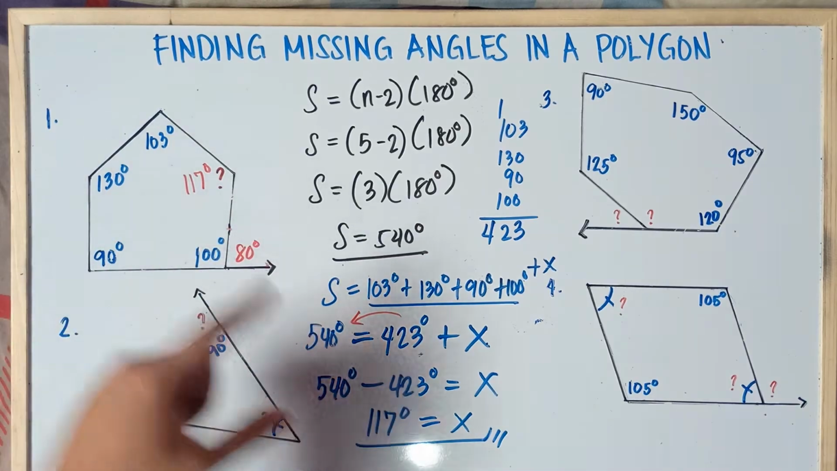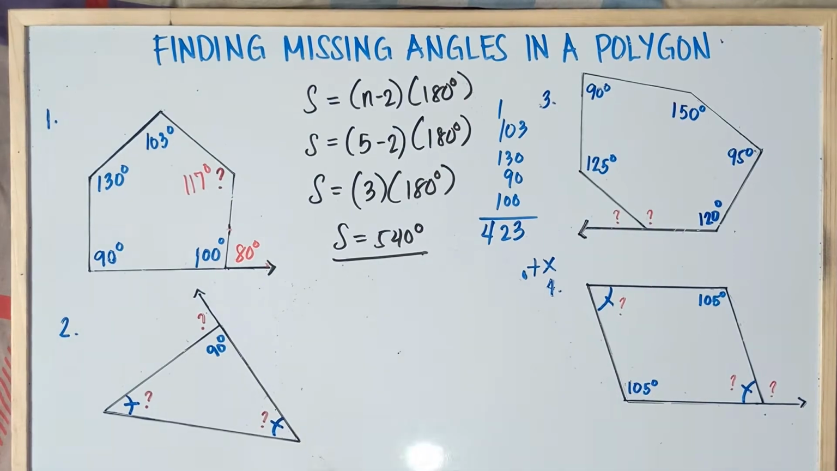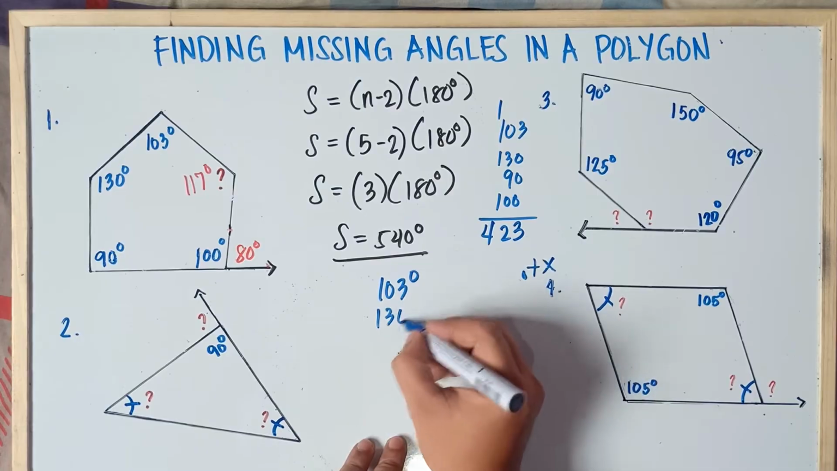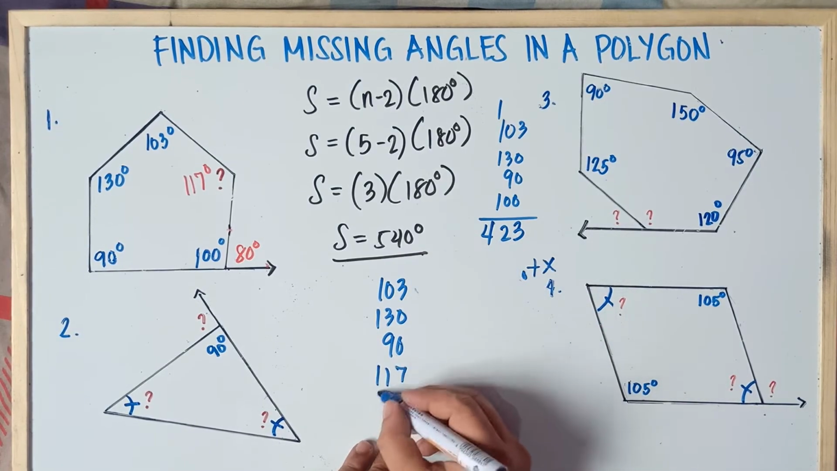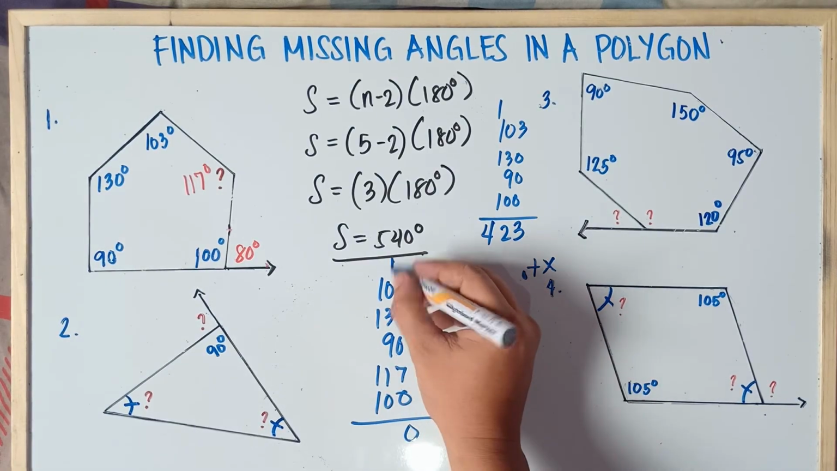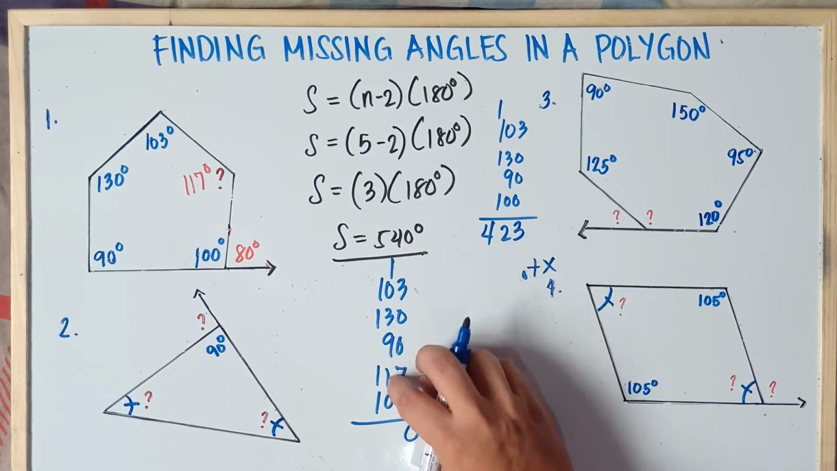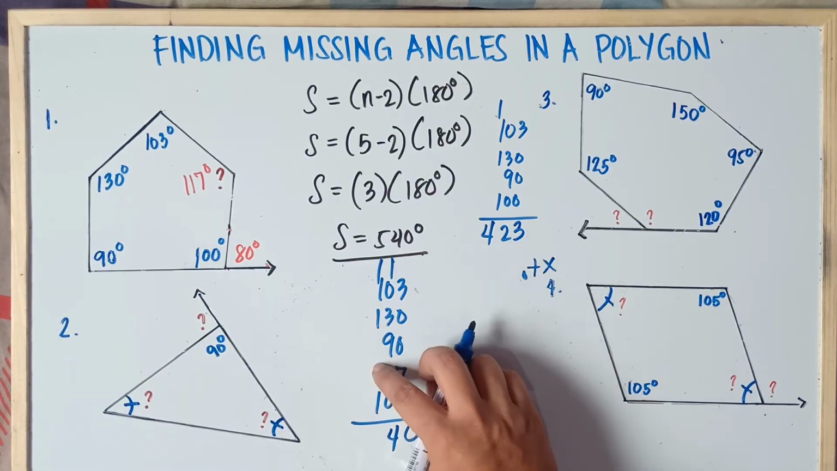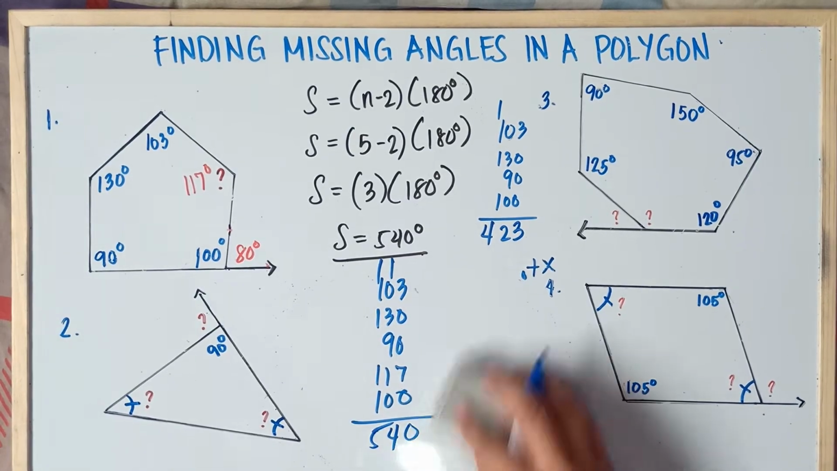Let's check, class. Let's add this up and see if we get 540 degrees. Let's add the 5 interior angles: 103, 130, 90, 117 and then 100. 7 plus 3, that's 10. 0, carry 1. 1 plus 3 is 4, plus 9 is 13, plus 1 is 14, carry 1. 1 plus 1 is 2, plus 1 is 3, plus 1 is 4, plus 1 is 5. 540, class. All set for example number 1.